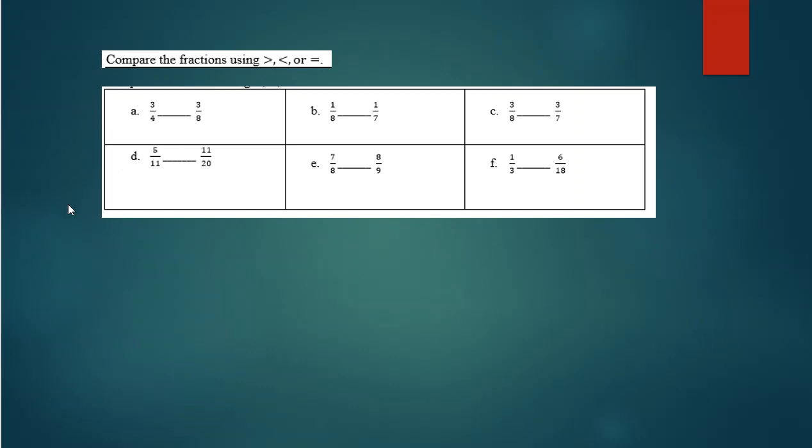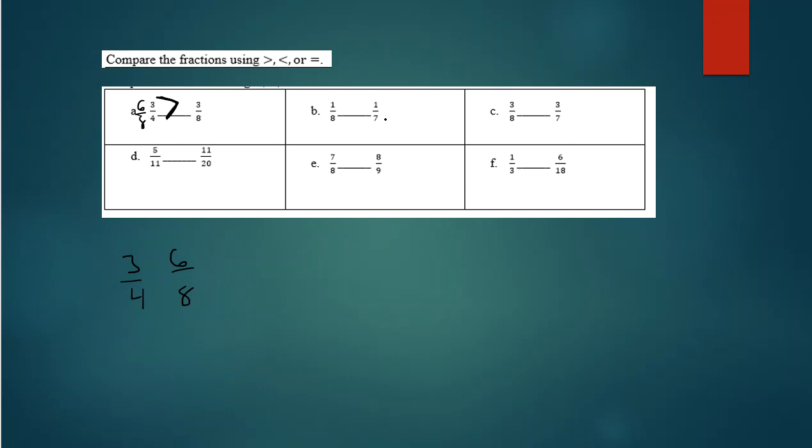So for A, we have 3/4 and 3/8. So if we want to make 3/4 into 8ths, so we can then compare them, to get from 4 to 8, we have to times by 2. So that means we have to times 3 by 2, which is 6. So what we're comparing here is 6/8 and 3/8, and 6/8 is bigger. So the open mouth would go towards the bigger amount. 6 out of 8 is bigger than 3 out of 8. Okay, let's look at the next one.